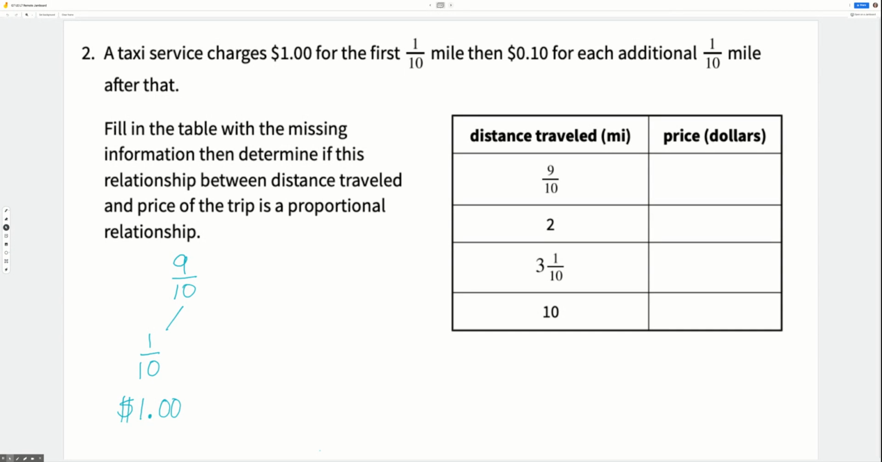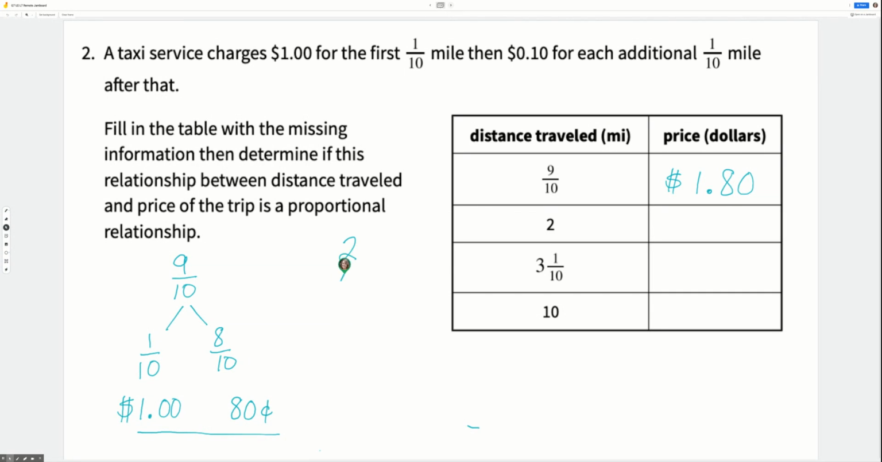Now, if I take 1/10 out of 9 tenths, I know that I've got 8 tenths remaining. And for each of those tenths, so I have 8 of them, I have to pay 10 cents. I'm saying a lot of tens here. So 10 cents times 8 becomes 80 cents. When I put these back together, I know that I am paying $1.80 for that trip.